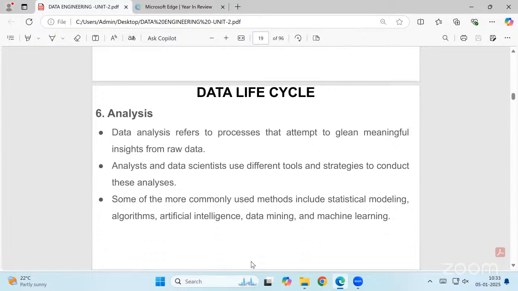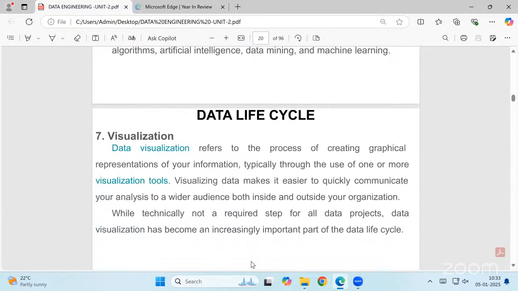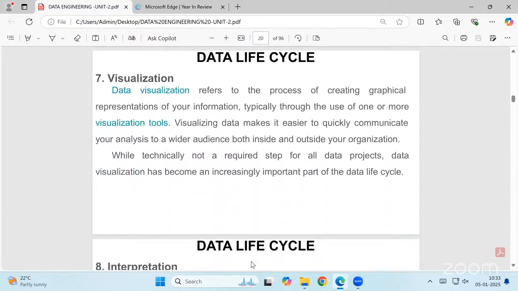Analysis part. Data analysis refers to the process that attempts to glean meaningful insights from raw data. Meaning, analysis gets meaningful data from raw data. This is done by data scientists and analysts. Next, visualization is putting that into different forms. We have Tableau and Power BI as the tools that are used for the visualization part.